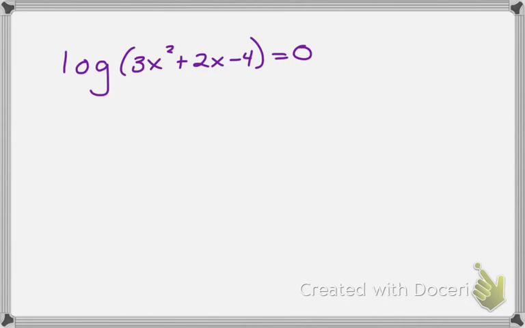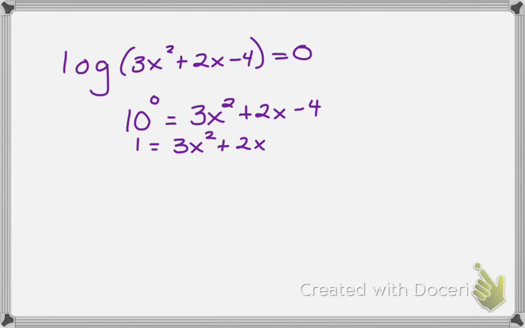So what's my base going to be of my exponent? There's no number there. We assume that it is 10. So it's going to be 10 to the 0 is equal to 3x squared plus 2x minus 4. What is 10 to the 0? 1. So that becomes a 1. Since it's quadratic, I'm going to move that 1 over to the other side, which will get me 0 equals 3x squared plus 2x minus 5.